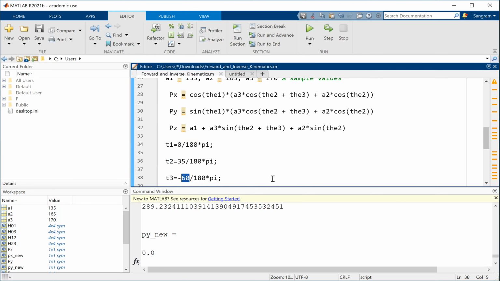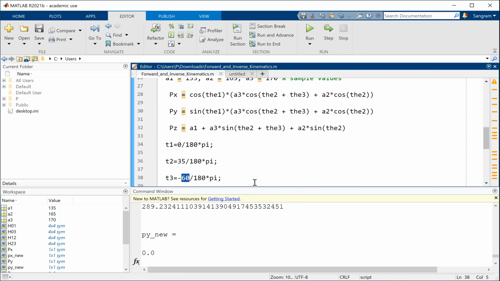I would encourage you to change this Px, Py, Pz to 1,000, 3,000, 4,000. That point is clearly outside the reach of the robot, and see what happens to the solution. Everyone clear about forward kinematics?